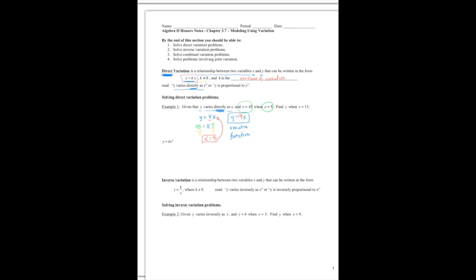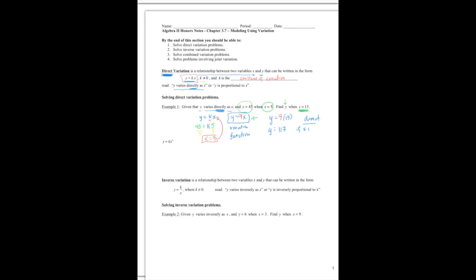Now, you have been given an additional piece of information. You have been given x equals 13, and we're trying to figure out what y is when x equals 13. So all I'm going to do is substitute into your variation function. y, what we're looking for, equals 9 times 13. So what is y in this case when x equals 13? y is 117.